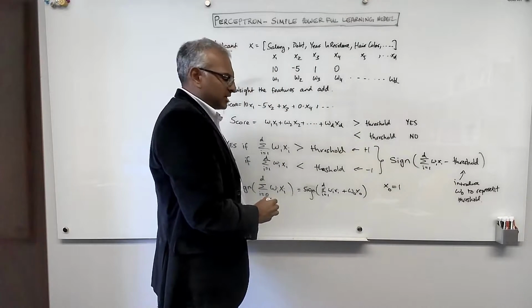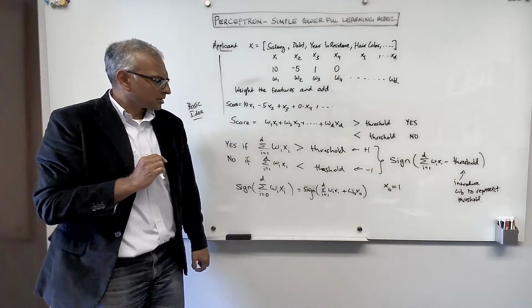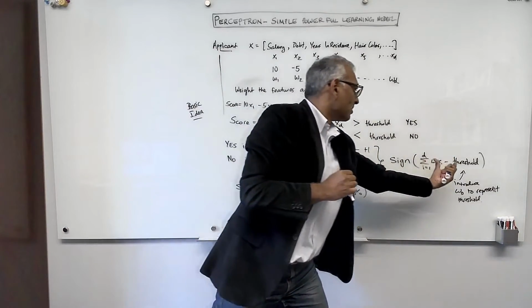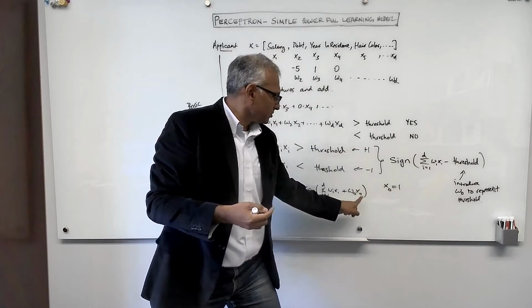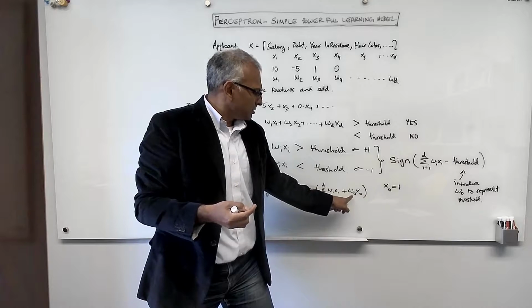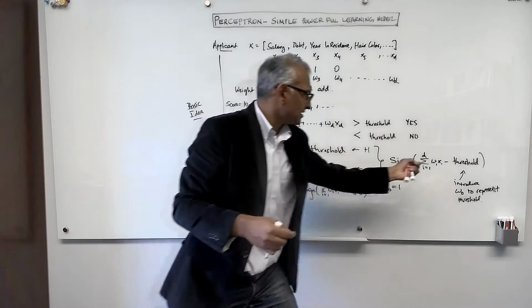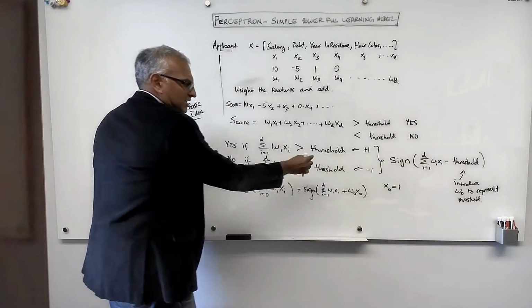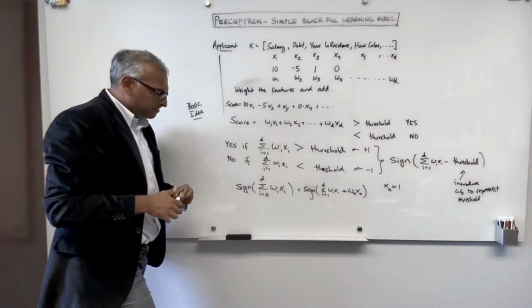Okay, so providing that x0 is 1, W0 then becomes the negative of the threshold. This form and that form are basically the same, providing that x0 is 1 and the weight W0 is interpreted as the negative threshold. So whatever I said as the threshold, I take the negative of that for W0.